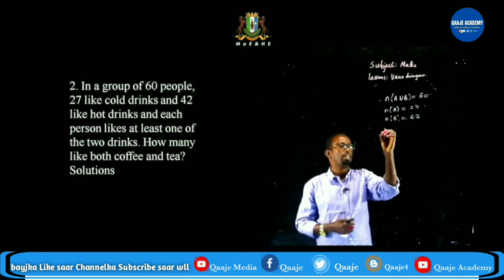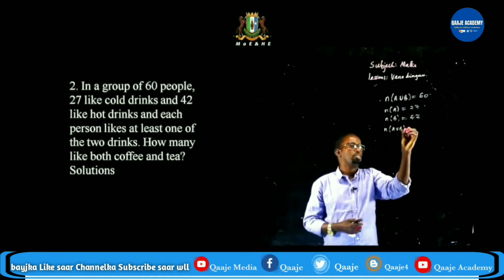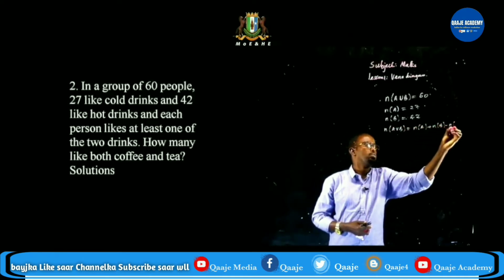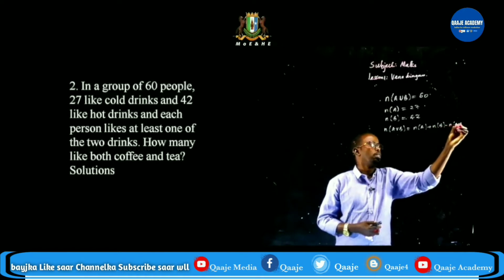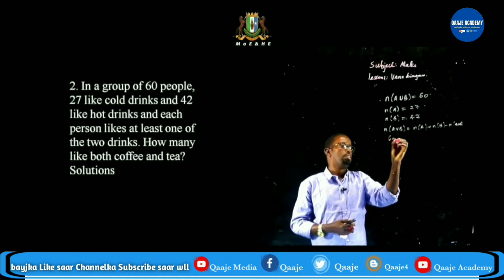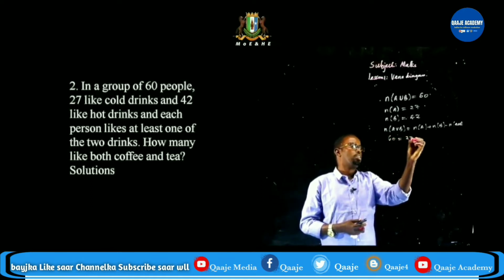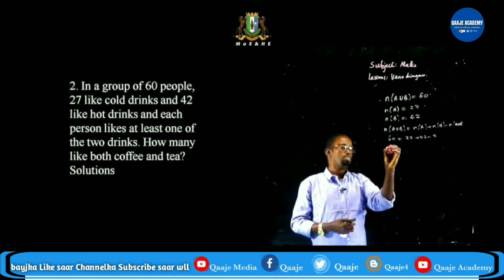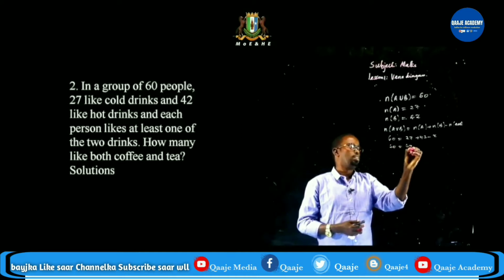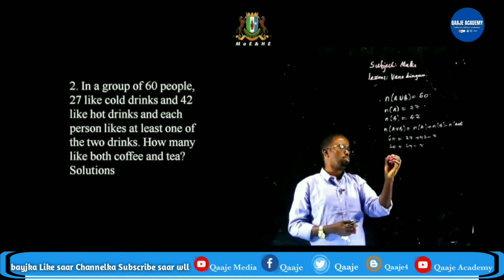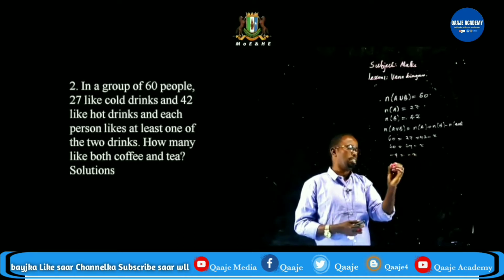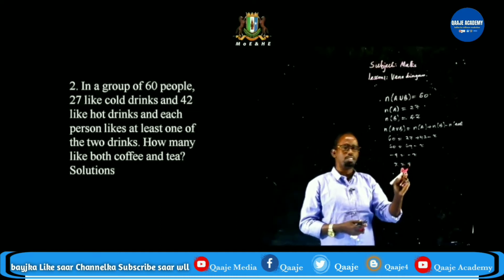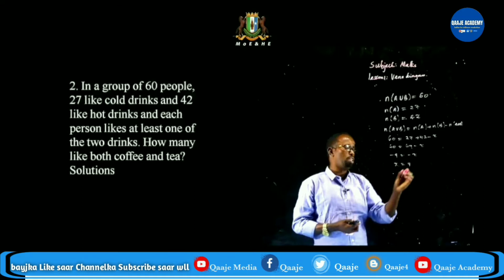Again, the intersection. You say n(A union B) is equal to n(A) plus n(B) minus n(A intersection B). So you write 60. This one we are given 27 plus 42 minus X representing the intersection. So 60 equals 69 minus X. You transfer this one to the left, you get minus 9 is equal to minus X. Therefore X is equal to 9. So 9 is the intersection, meaning they like both hot and cold drinks.